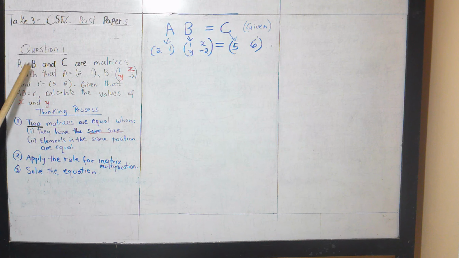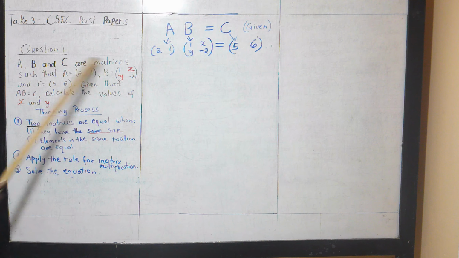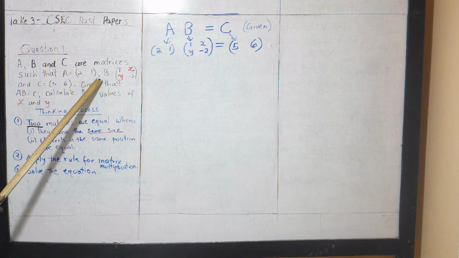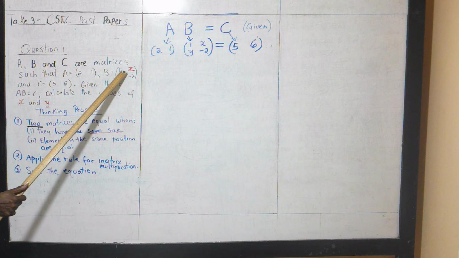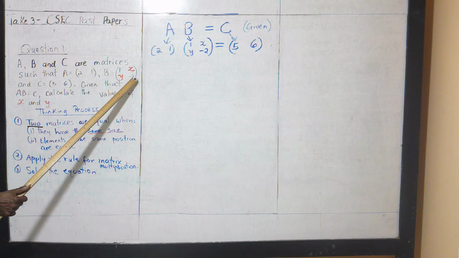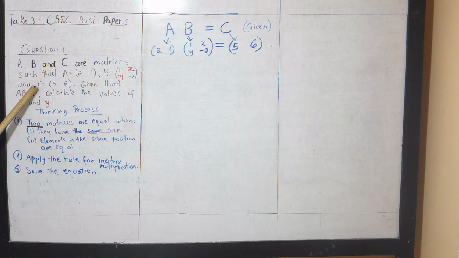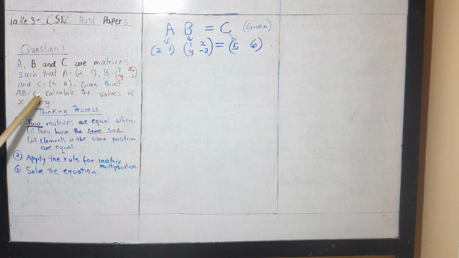Question 1. A, B and C are matrices such that A equals the matrix 2, 1. B equals a 2 by 2 matrix 1, x, y, negative 2. This matrix A is a 1 by 2, 1 row, 2 columns. And C equals 5, 6. Given that AB equals C, calculate the values of x and y.